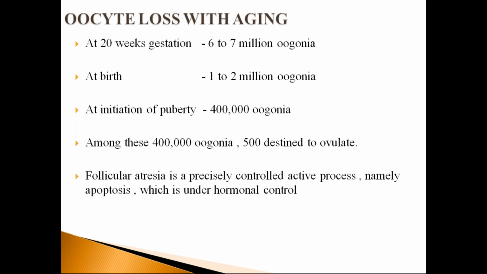By 5 months, it is 6 to 7 million. At birth, it is only 1 to 2 million. At puberty, it is 4 lakhs. But among these 4 lakh oogonia, only 400 to 500 ovulate. So, in a lifetime, a woman will have only 400 to 500 menstrual cycles. Follicular atresia, which is an active process due to apoptosis under hormonal control, starts even in the fetus in utero. Therefore, this atresia or apoptosis process starts in utero as well.